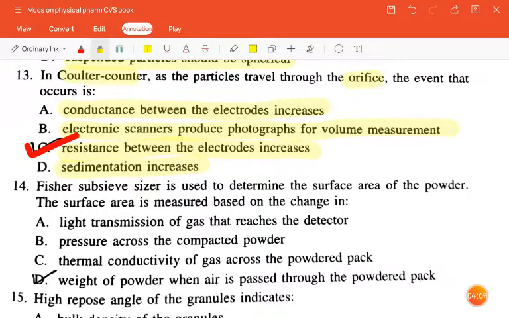The next question is: Fisher subsieve sizer is used to determine the surface area of the powder. The surface area is measured based on the change in light transmission of gas that reaches the detector, pressure across the compact powder, thermal conductivity of gas across the powdered pack, or weight of powder when air is passed through the powdered pack. So the correct answer is weight of the powder when air is passed through the powdered pack.